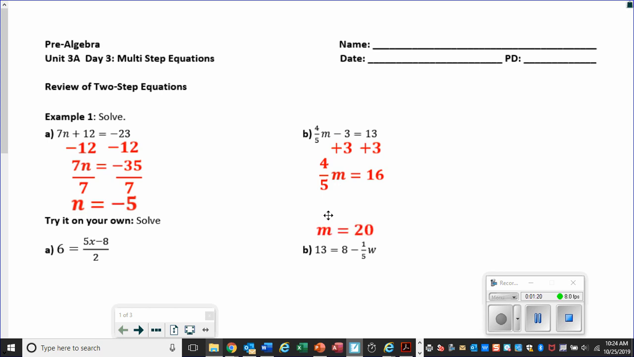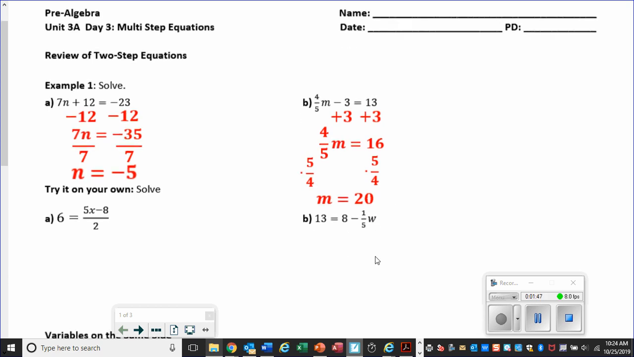Oh, there's the answer. Multiply by the reciprocal of the fraction. So flip the fraction upside down and multiply by that. So you can multiply 16 by it over here. So multiply both sides by 5/4. And then the 4/5 and the 5/4 will cancel out here. So you just have m equals 20.